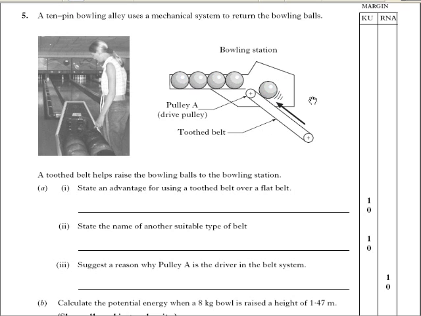A 10-pin bowling alley uses a mechanical system to return the bowling balls. Okay, so the balls are again lifted back up by this belt. It's a tooth belt. The tooth belt helps raise the bowling balls to the bowling station. State an advantage for using a tooth belt over a flat belt.